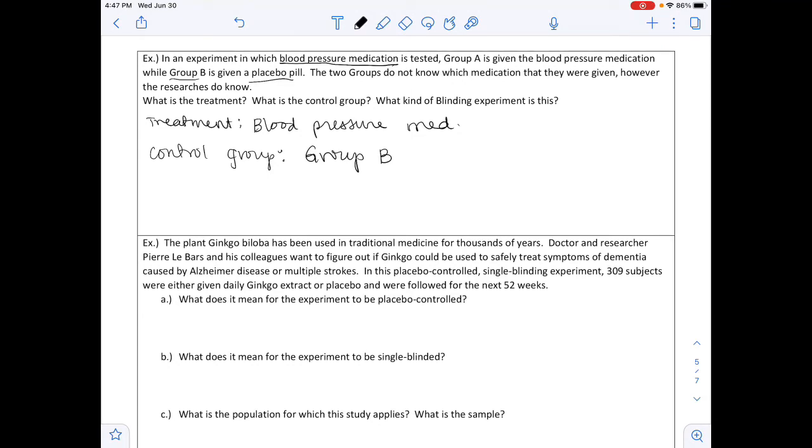And then it also tells us what kind of blinding it is. So it tells us that the two groups do not know which medication that they're given. However, the researchers do know. And so because of this, this is blinding or single blinding, you will also see it as. And this is usually the case.